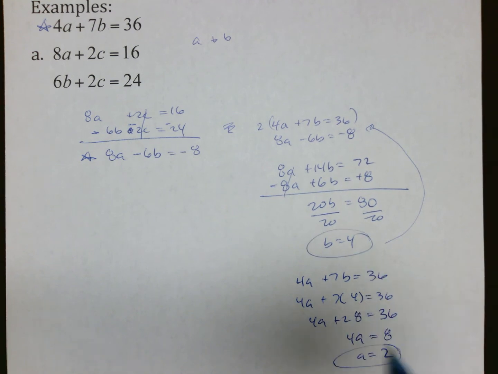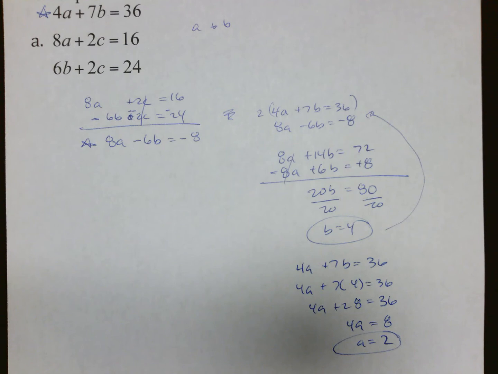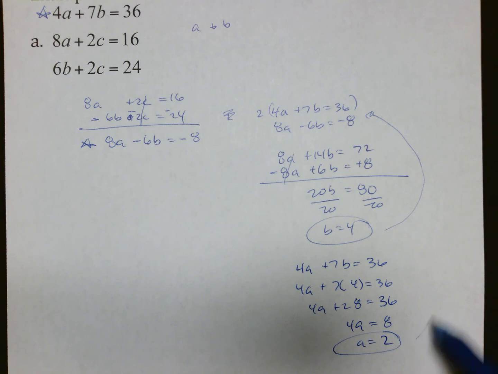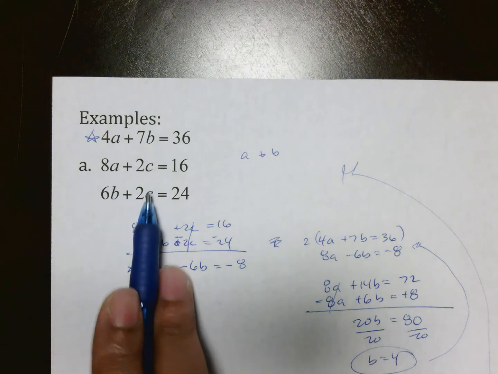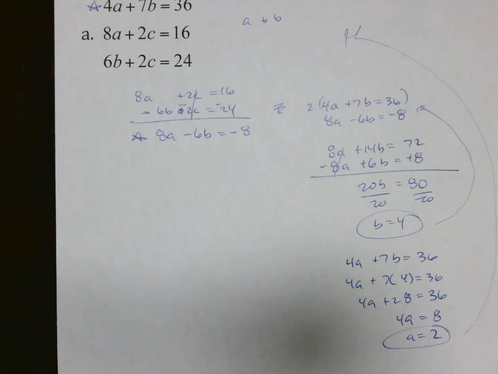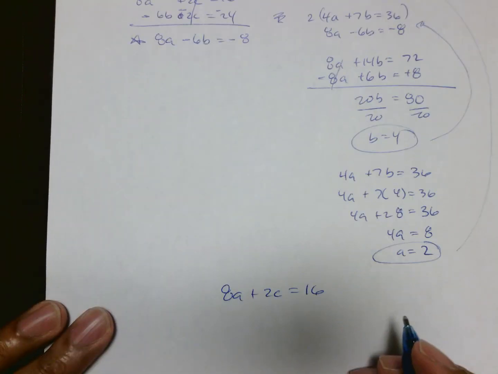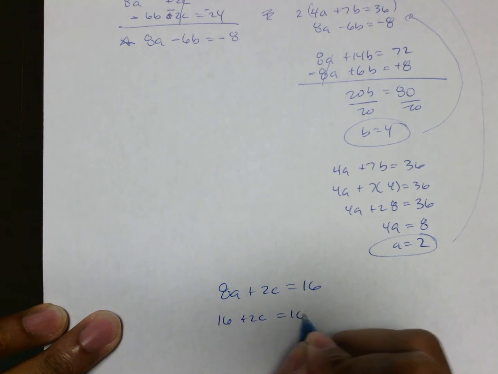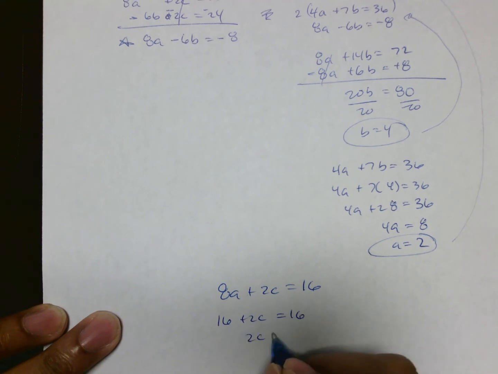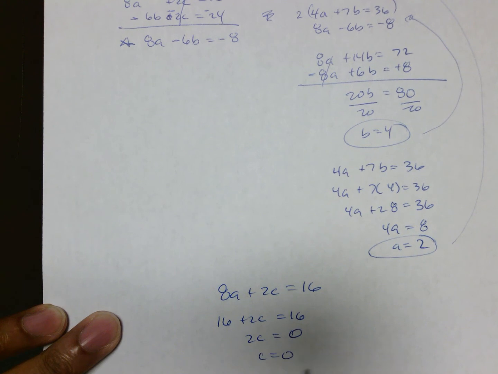I also would recommend that you circle your answers or put some sort of a mark so you know where those answers are. And the last letter we have to find is C. And so, as I said, you must now go all the way back up to your originals and see which ones have C. You could use either one of these two because they have a C in it. I'm going to use the second one, which says that 8A plus 2C equals 16. I'm going to turn my A into a 2, so 16 plus 2C equals 16. Subtracting 16, that means 2C equals 0, which means that C is equal to 0.